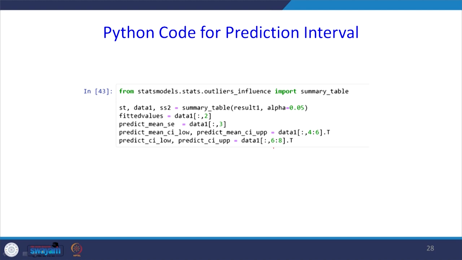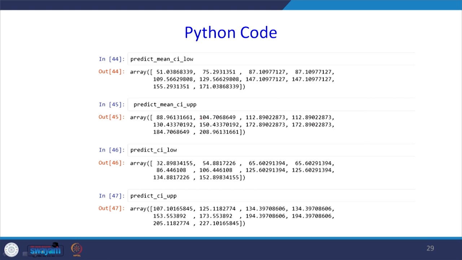Actually, what is happening here is that we get all the results in the summary table. So, we are calling columns 4 to 6, 6 to 8, 3, 2 to get a particular value; that is the reason. You see that this is the predict_mean_ci_low, so we are getting the lower limit of the confidence interval. Here, predict_mean_ci_upp is the upper limit. The first two are for the confidence interval, and the bottom two are for the prediction interval, with lower limit ci_low and upper limit ci_upp.